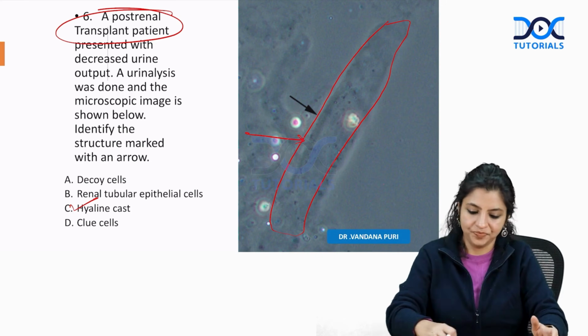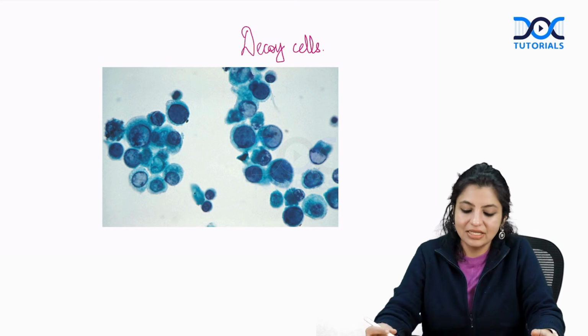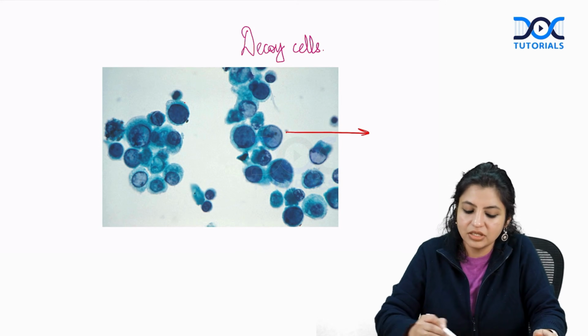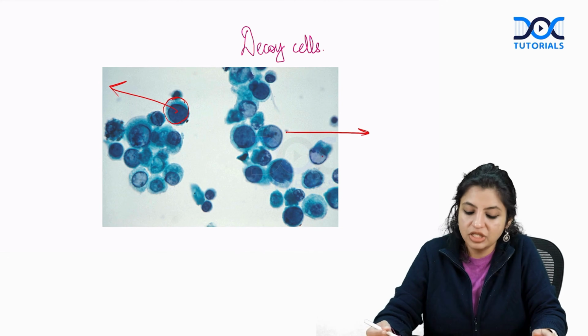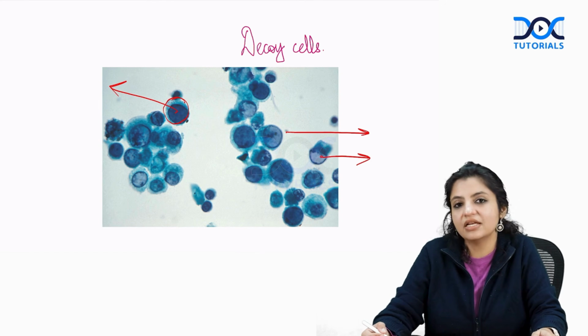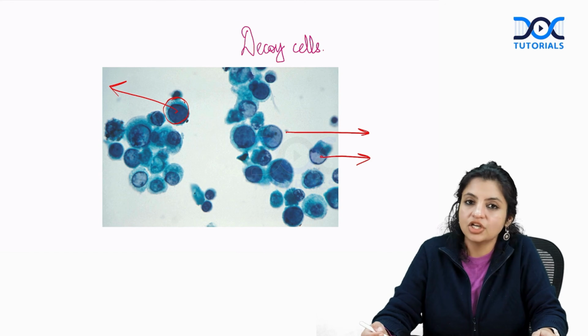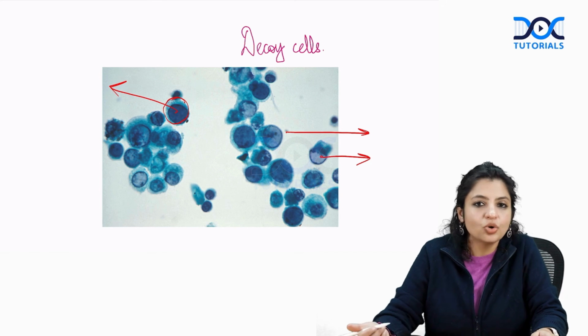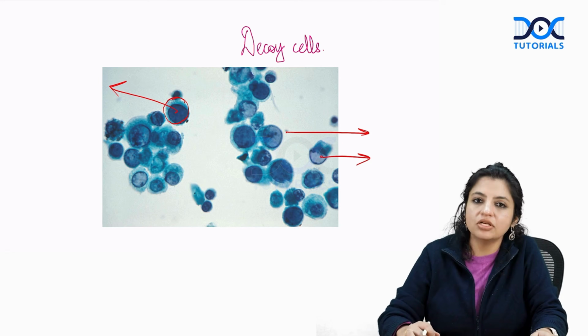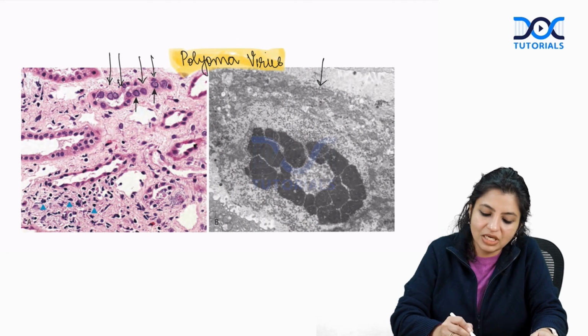Let's look at them. If you look at the decoy cells, can you see these cells? These are your PCT cells and they have a big inclusion here. The big inclusion is giving the nucleus a clear appearance, inclusion in the nucleus. So these cells are called decoy cells. Please remember, if you look at them on the biopsy, they will appear as tubular epithelial cells with the inclusions.